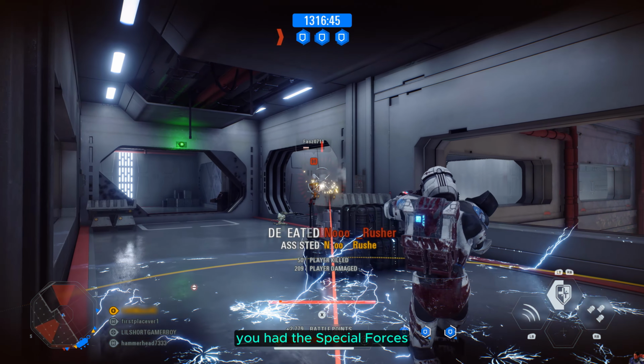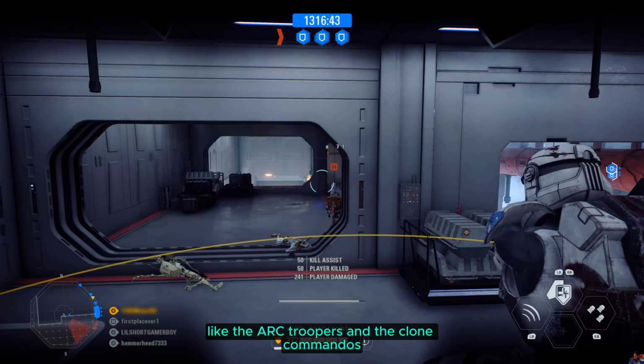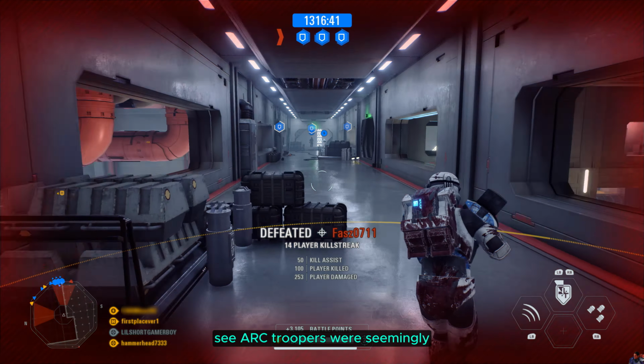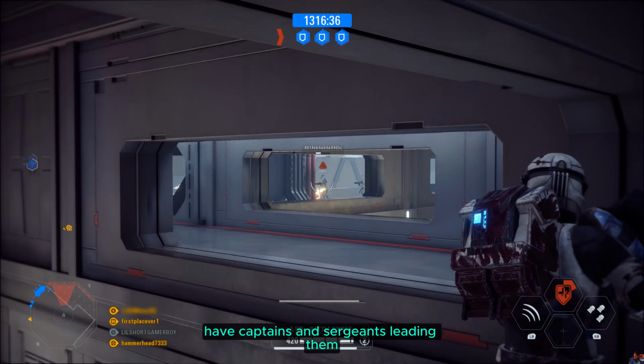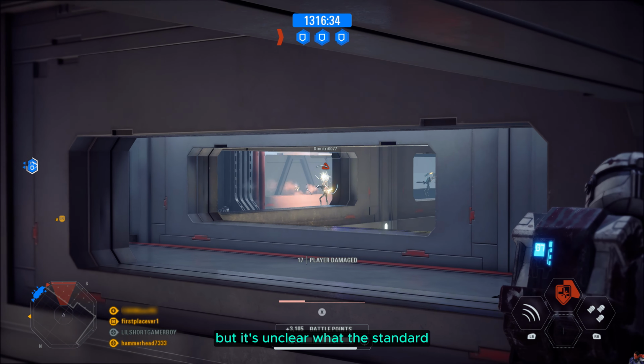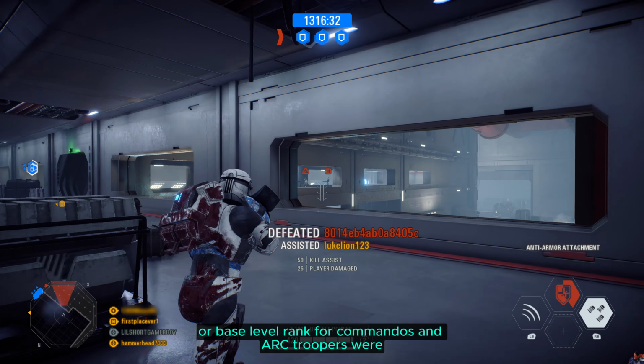Finally, for the clones, you had the special forces like the ARC troopers and the clone commandos. However, this is a bit of a weird one. See, ARC troopers were seemingly sharing the ranks of normal clone troopers, while clone commandos seem to specifically have captains and sergeants leading them, but it's unclear what the standard or base level rank for commandos and ARC troopers were.